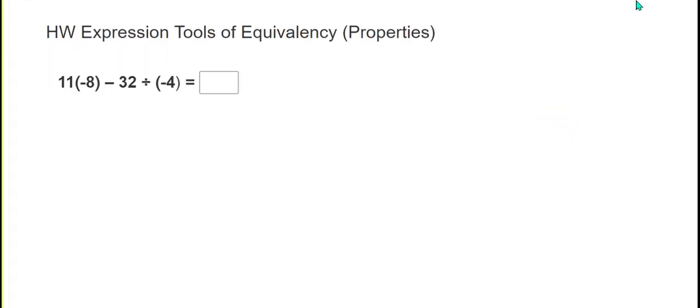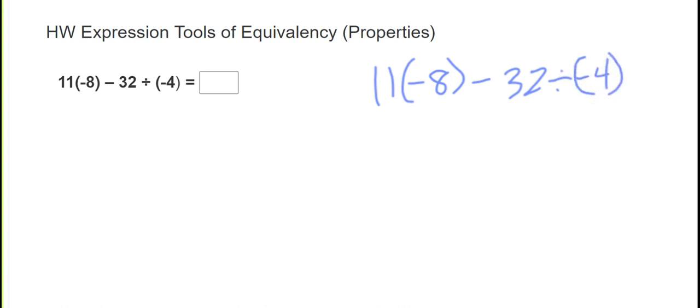Now looking at 11 through 20. We have 11 times negative 8 minus 32 divided by negative 4. We need to follow the order of operations here. There are no parentheses with operations, and there are no exponents. So we're going to get straight to multiplying and dividing. 11 times negative 8 is negative 88, and 32 divided by negative 4 is going to be negative 8.